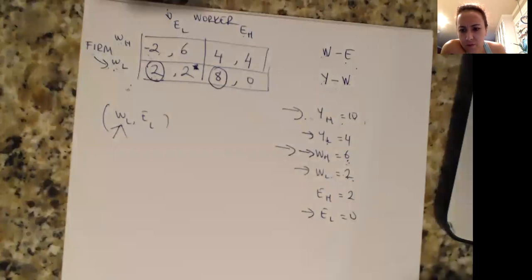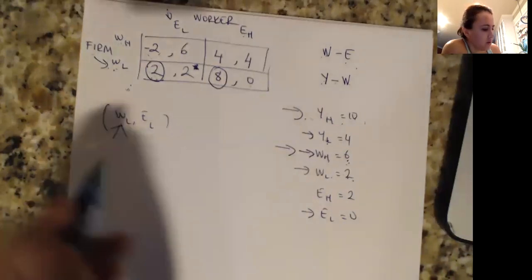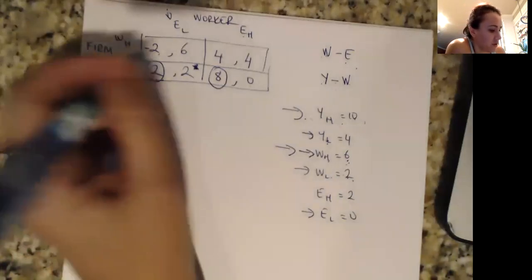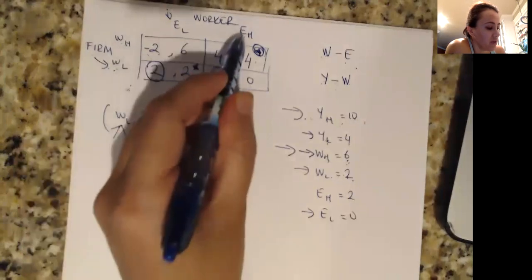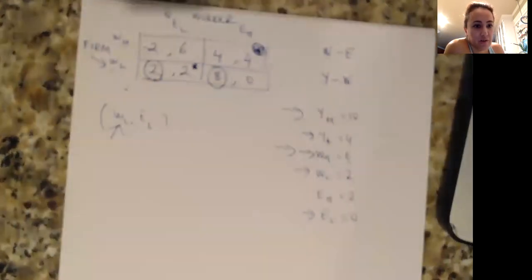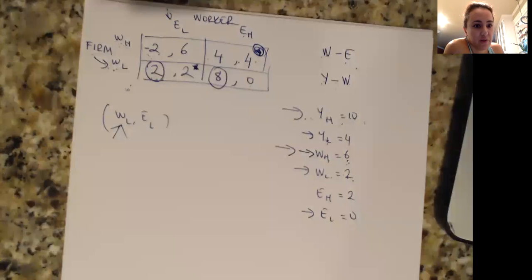Okay, let's see. This was part A, right? Now part B. I'm trying to make the good outcome an equilibrium. So I want to make sure that WH and EH is in equilibrium. How can I do this?